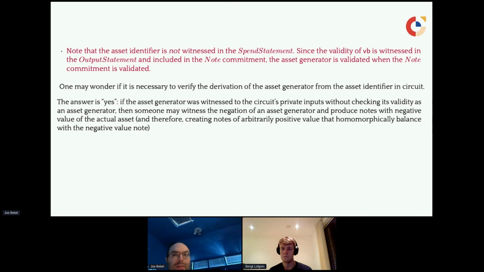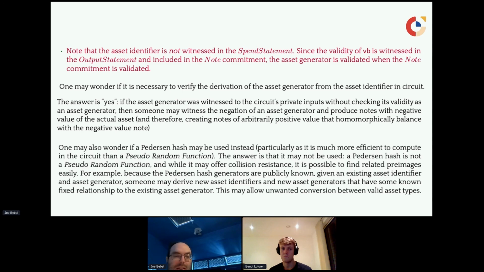So then one of the other most common questions I get is why does it need to be a Blake2s hash? Why can't we just use a Pedersen hash? Because it's much more efficient to compute in the circuit than a pseudo-random function such as the Blake2s hash. And the answer is that you cannot use this Pedersen hash to verify or to derive the asset generator.